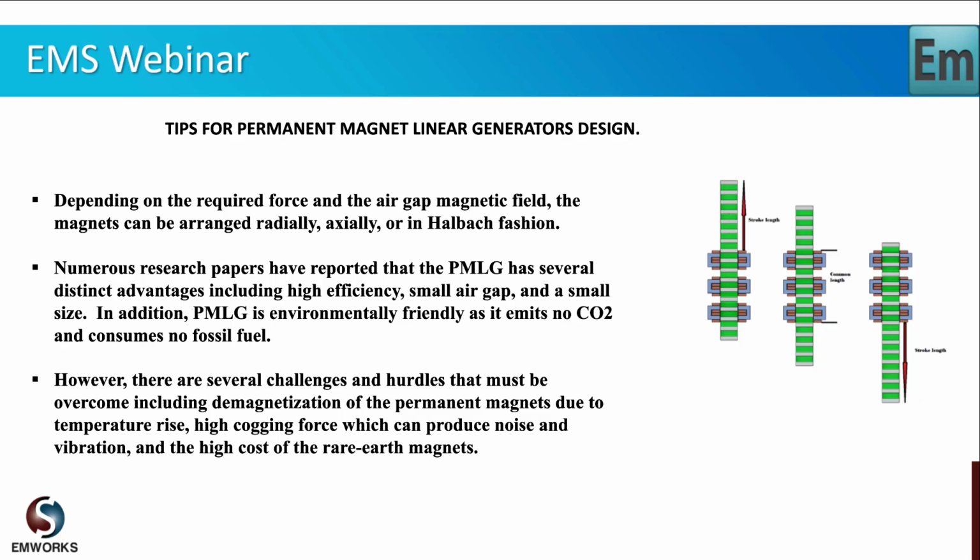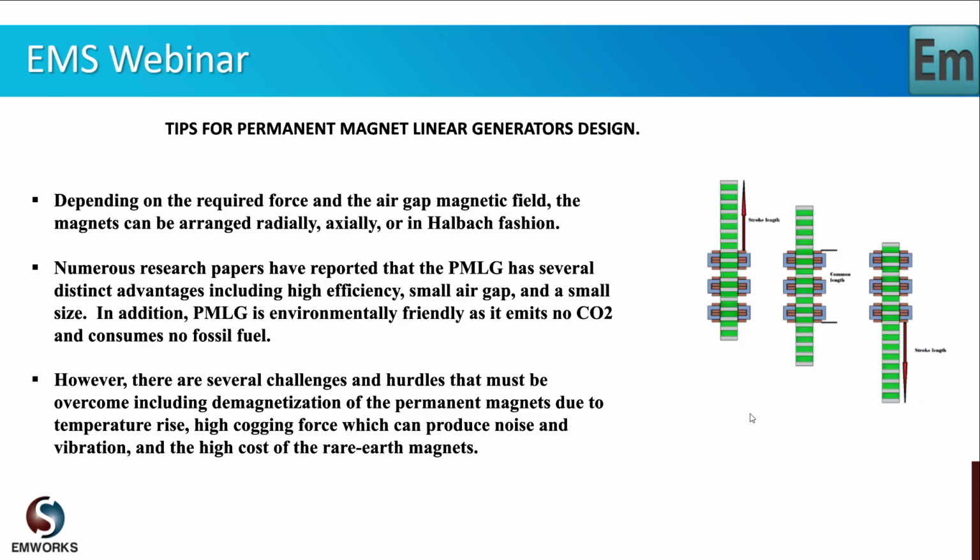Numerous research papers have reported that the permanent magnet linear generator has several distinct advantages, including high efficiency, small air gap, and a small size. In addition, the permanent magnet linear generator is environmentally friendly as it emits no CO2 and consumes no fossil fuel.